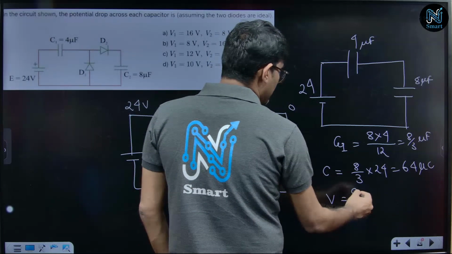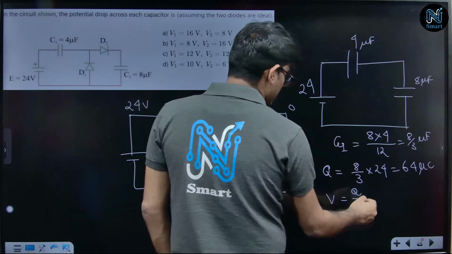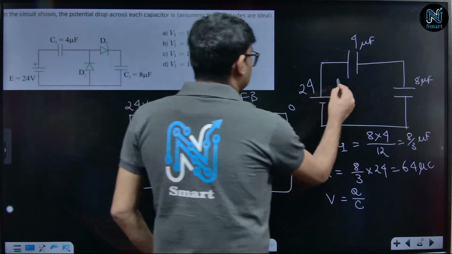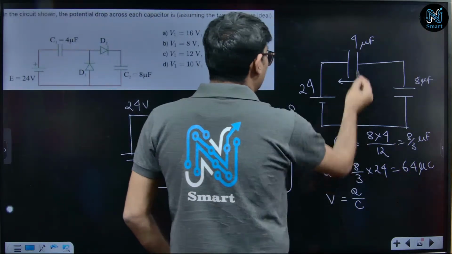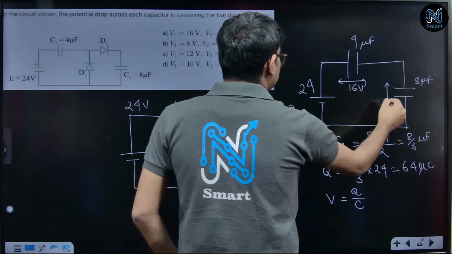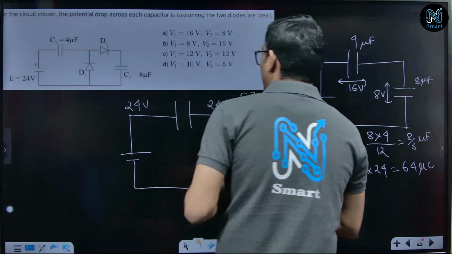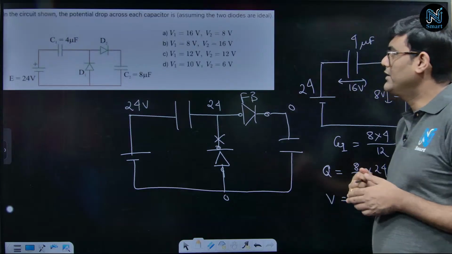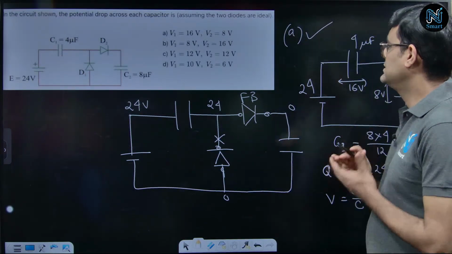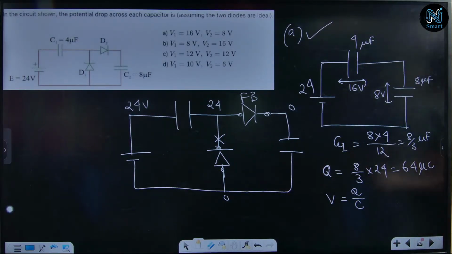So what is the potential difference across each capacitor? It is equal to charge divided by the capacitance. So this is 64 microcoulomb divided by 4 microfarad, that is 16 volt. This is 64 microcoulomb divided by 8 microfarad, this is 8 volt. So my answer will be 16 volt and 8 volt. V1 will be 16 and V2 will be 8. So option A is showing the correct answer for this question, right? Please have a look at this particular solution.